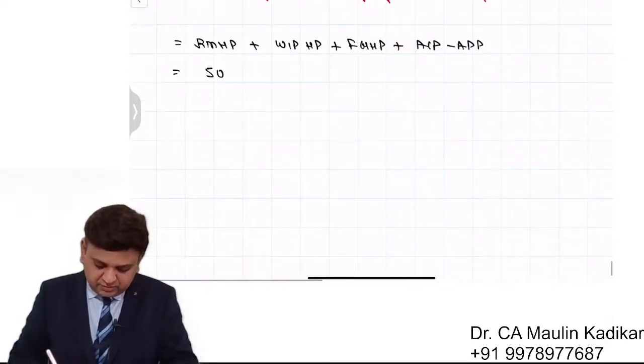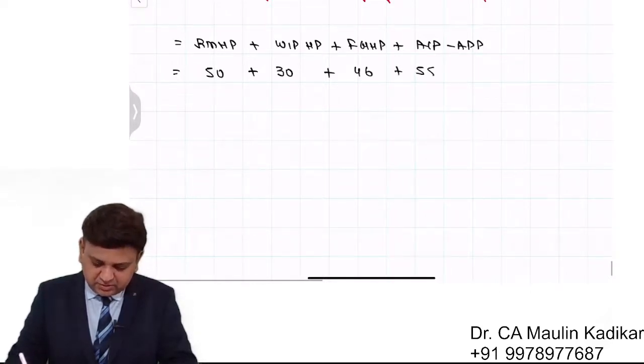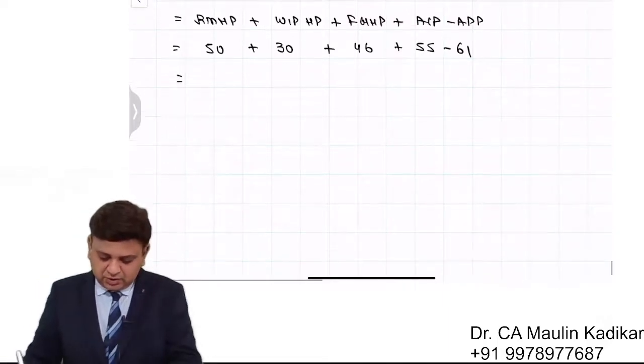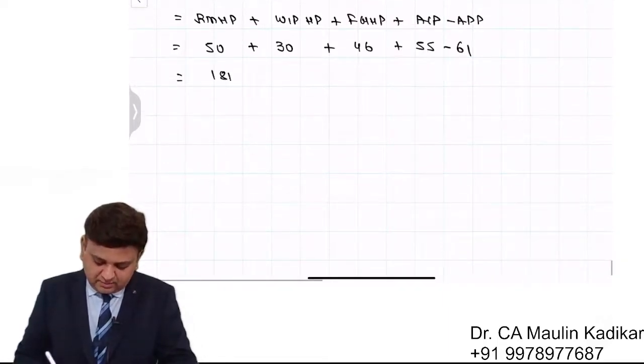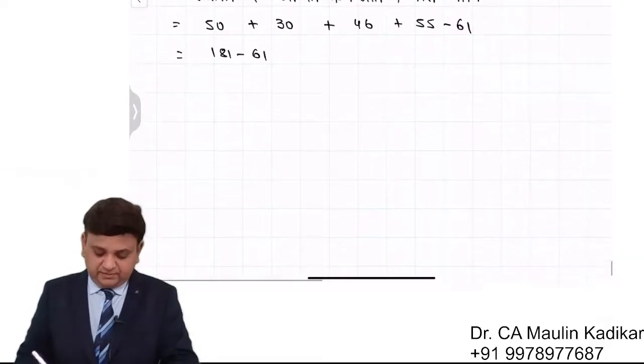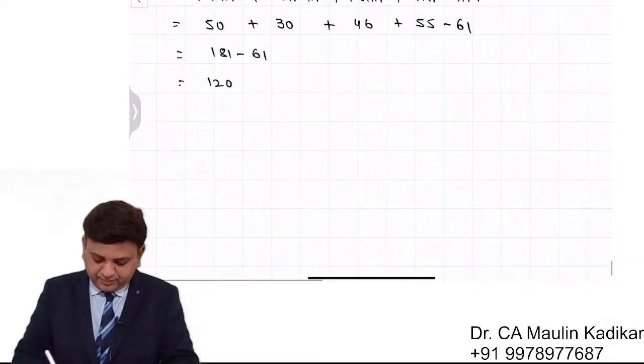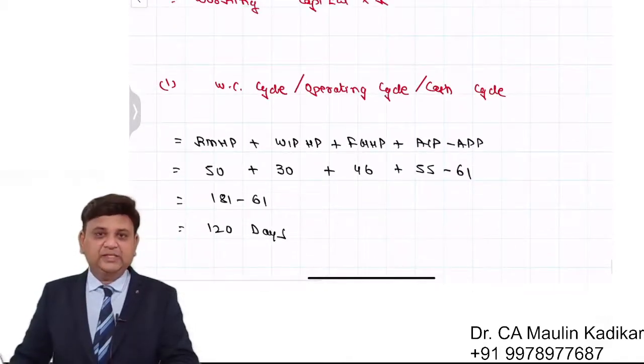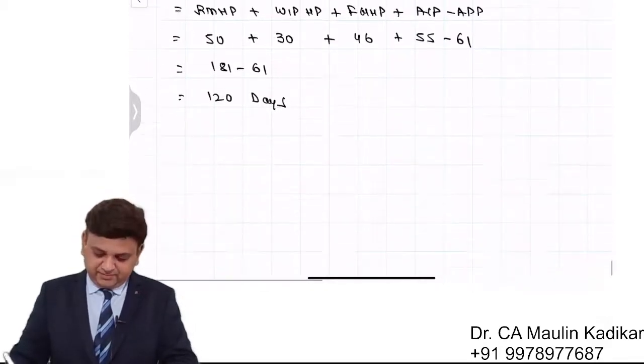So it is 50 plus 30 plus 46 plus 55 minus 61. So the total is 181 minus 61, that is 120 days. That is the way the answer of the first question is found.